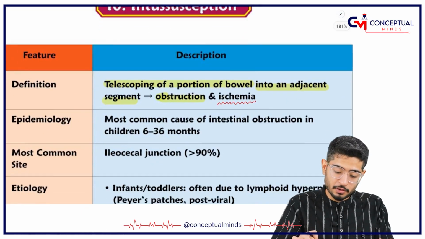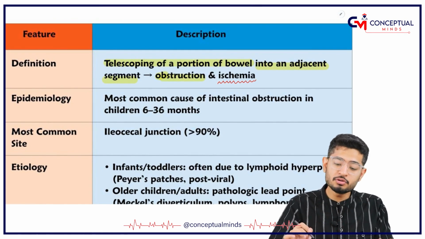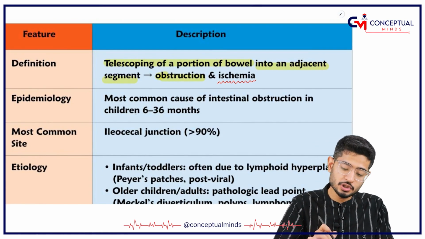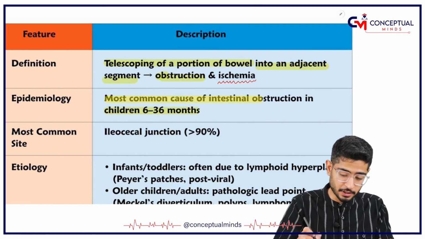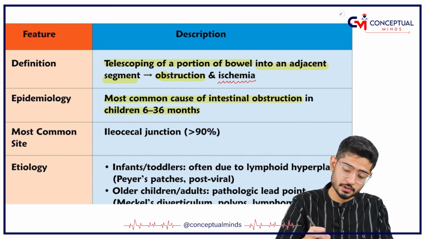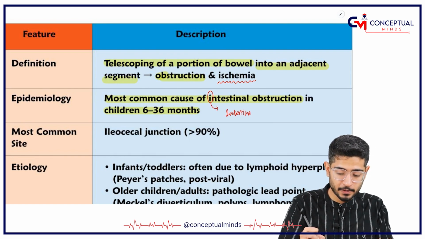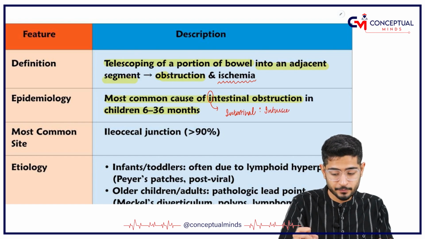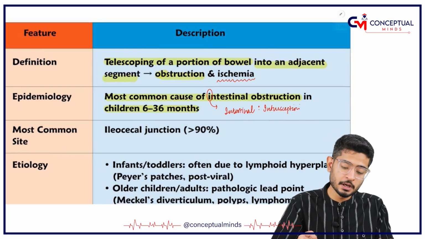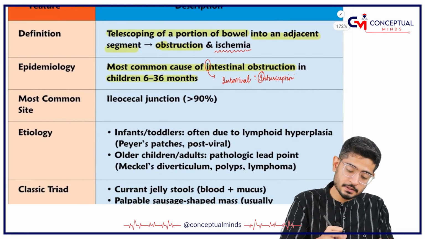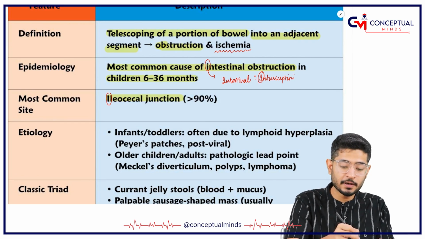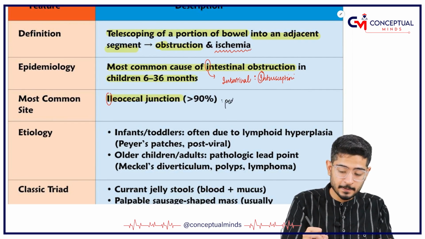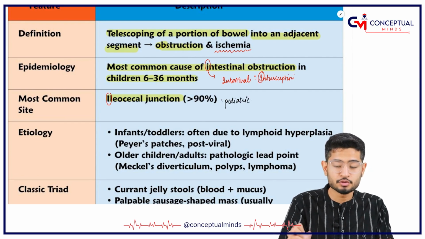Coming to the next part, the most common cause of intestinal obstruction in children is intussusception only. I for intestine, I for intestinal obstruction, and I for intussusception. The most common site, again I for intussusception, I for ileocecal junction. We are talking of the pediatric population. In the pediatric population, ileocecal is the most common one.